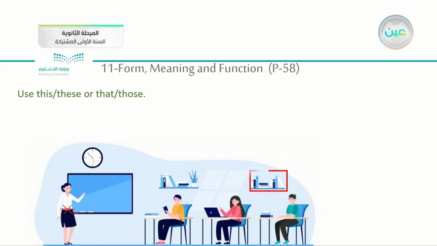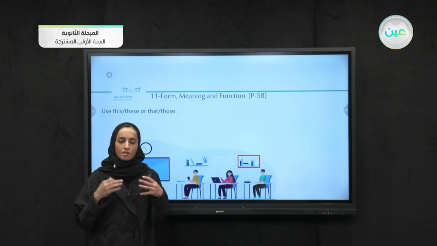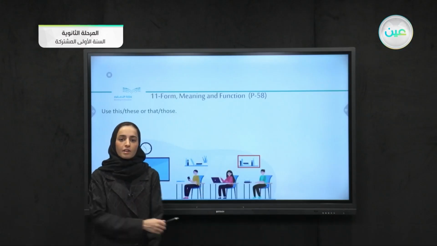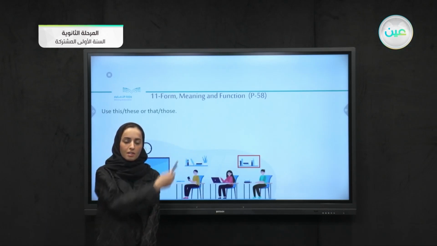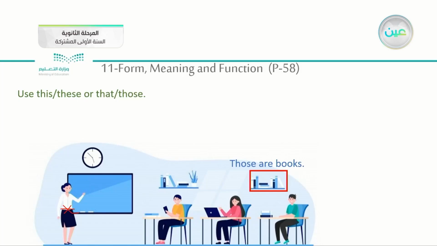How about the following? In here, we're having another group of books. They are not here, they are there. So we can use whether these or those. So she will say, those are books. Not one, more than one, and they are not here, those. From the sound, you can notice away, those.